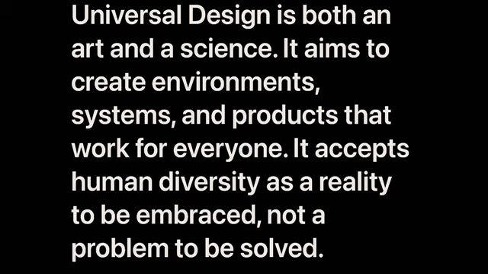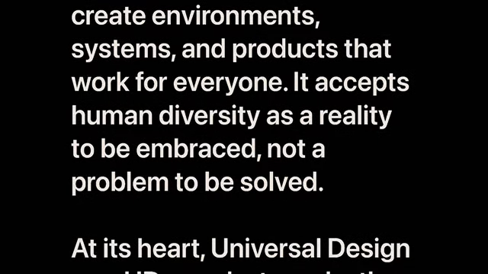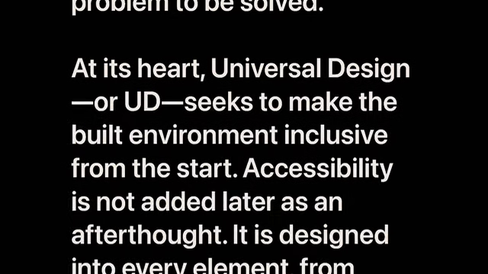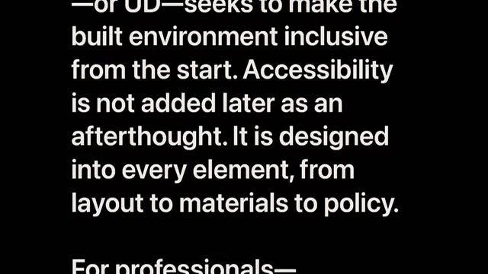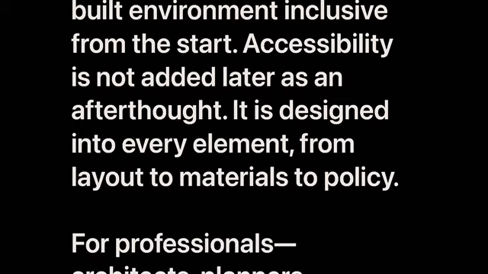It aims to create environments, systems, and products that work for everyone. It accepts human diversity as a reality to be embraced, not a problem to be solved. At its heart, universal design, or UD, seeks to make the built environment inclusive from the start. Accessibility is not added later as an afterthought. It is designed into every element, from layout to materials to policy.